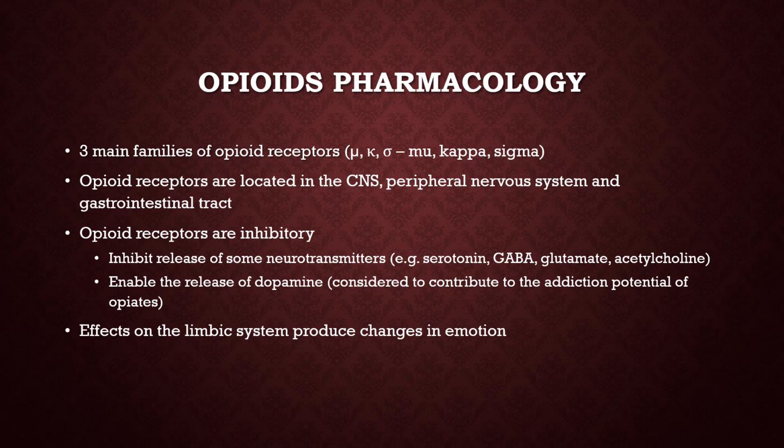Opioid receptors are inhibitory. They inhibit the release of other neurotransmitters like serotonin, GABA, and glutamate. They also enable the release of dopamine, which contributes to the addiction potential of the opioids. What's actually happening is the GABA and glutamate are there to regulate that dopamine flow. If it's blocking them, then the body can't naturally get rid of the dopamine or make less of it, and so we get an influx of it. The effects exerted through the limbic system in the brain produce changes in emotions, like that euphoric high that we feel.